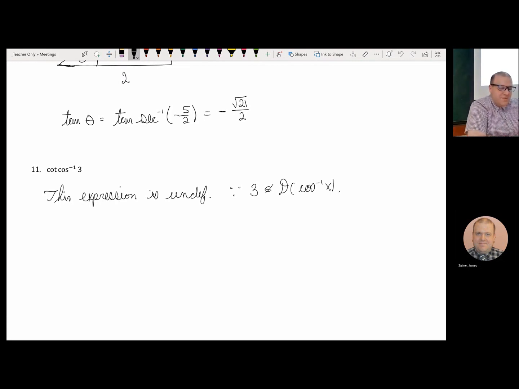This expression is undefined because 3 is not in the domain of the inverse cosine function. So inverse cosine of 3 itself is undefined.